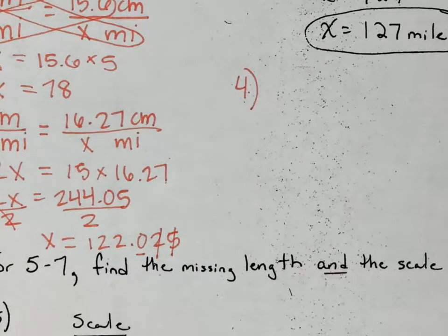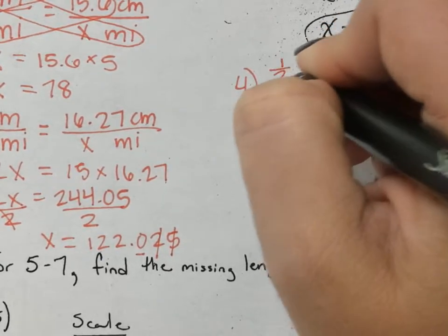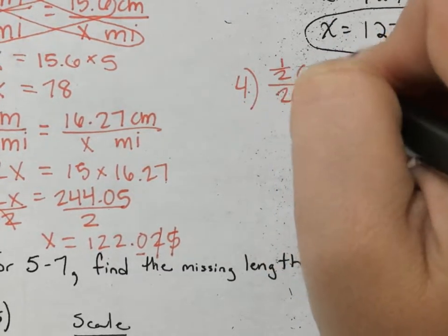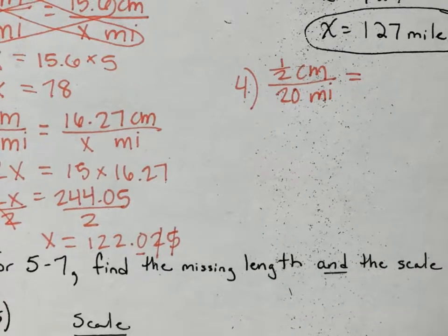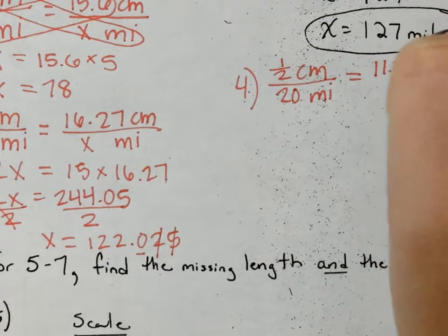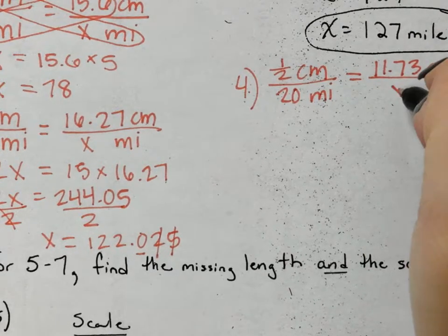All right, number 4. I need to set up a proportion first. So my first ratio in that proportion is going to be my scale. So I know that my scale is 1/2 centimeter over 20 miles. And then what am I going to set that equal to? 11.73 centimeters on top. And then what's on bottom? X miles.